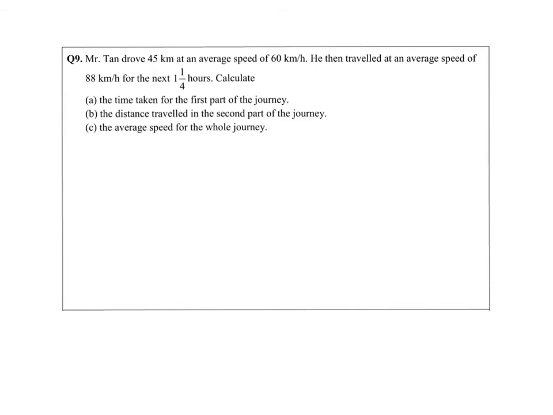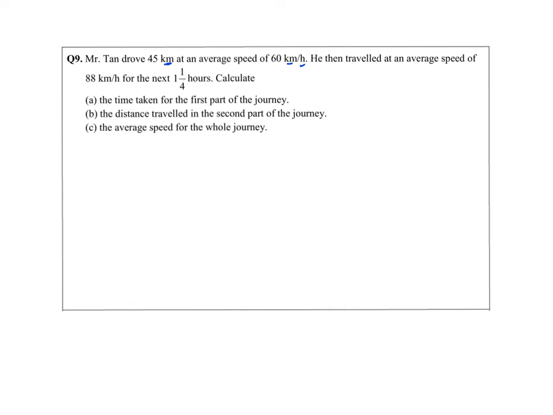Okay, next question. Mr. Tan drove 45 kilometers at an average speed of 60 kilometers per hour. So I know this is kilometers. The time is going to be in hours. He then traveled at an average speed of 88 kilometers per hour for the next 1.5 hours. Oh, this looks a little bit confusing. Okay, I should have many different parts of the journey, right?